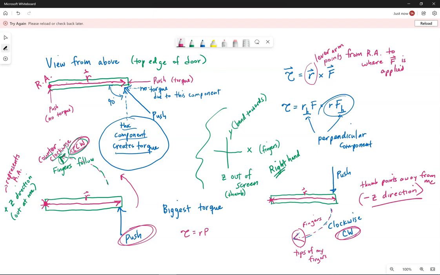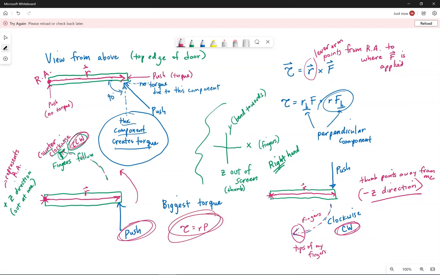In either case, though, the torque is biggest when these forces are perpendicular to the door and as far away from the hinges as possible. So when we say the cross product, the generic form of the torque equation, torque is R cross F, the cross product is multiplying those perpendicular components. So that's what we're seeing here. We get a maximum torque when the angle between our force and lever arm is 90 degrees.